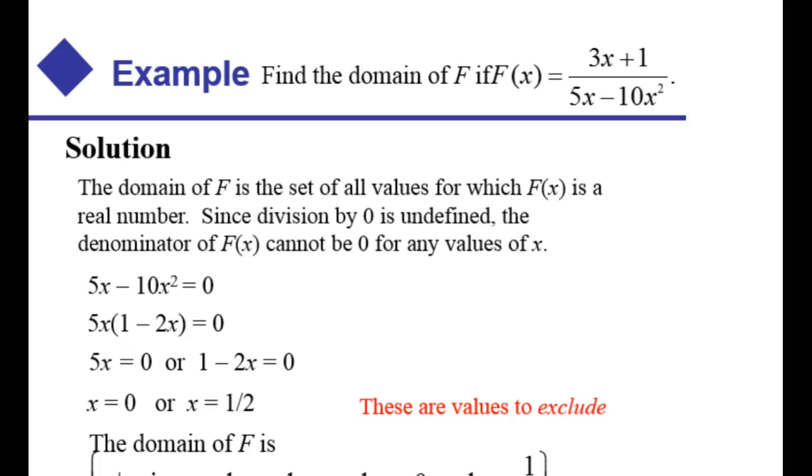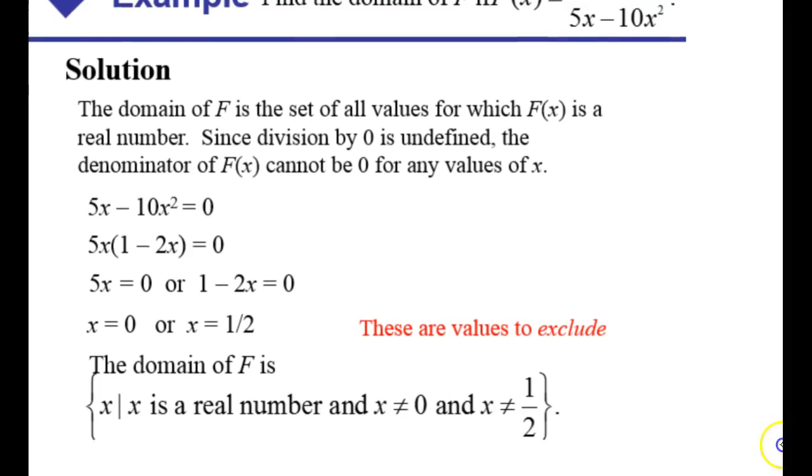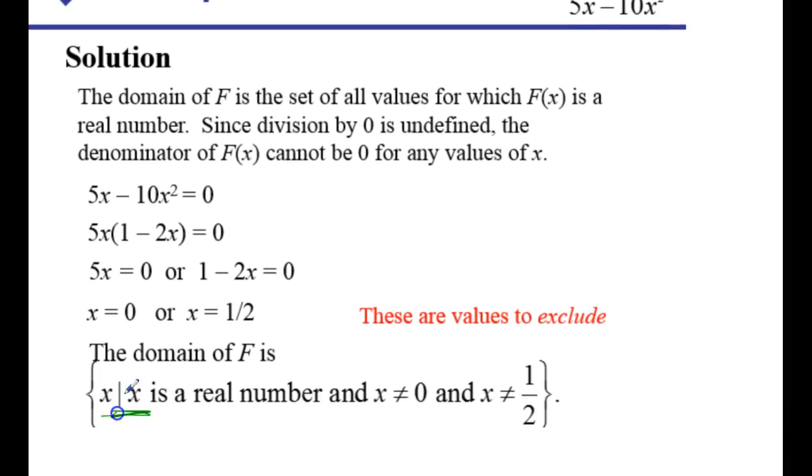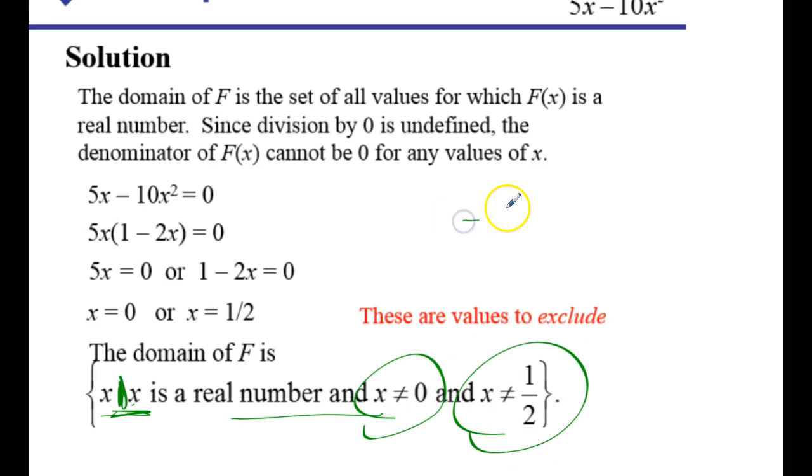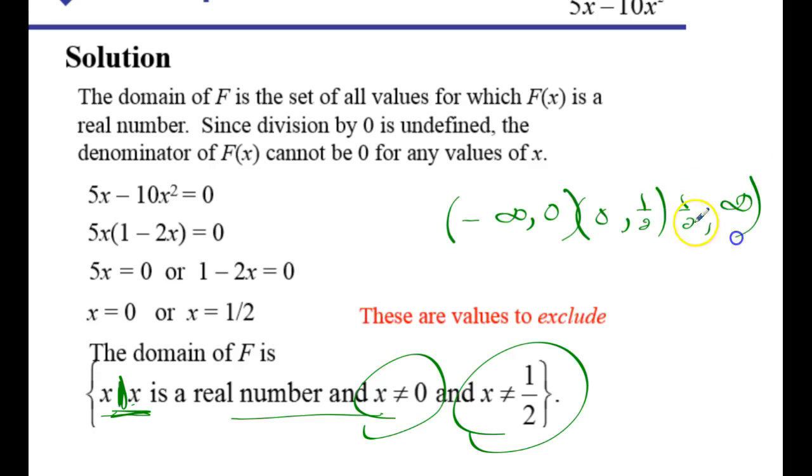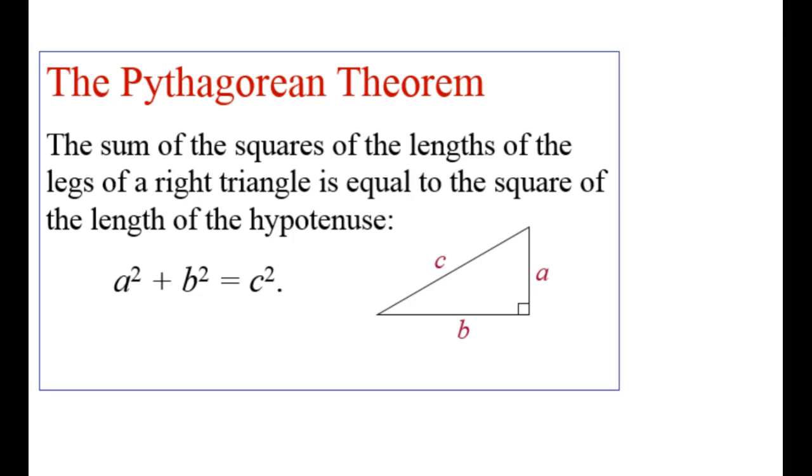So I would say the domain is all values of x such that x is a real number, but you just can't let x be 0, and you can't let x be 1/2. Another way to write the solution would be negative infinity up to 0, 0 to 1/2, and then 1/2 to positive infinity. So that's called interval notation. However you display that to me is fine.